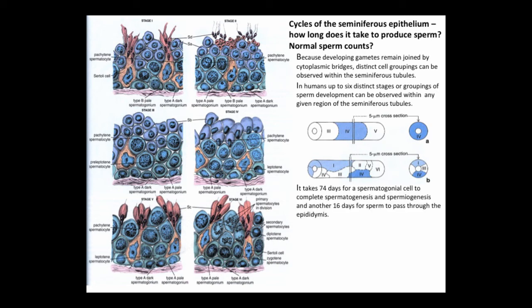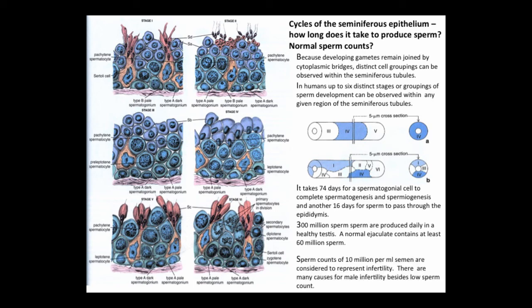Now, it takes 74 days for a spermatogonial cell to complete spermatogenesis and spermiogenesis. It takes about another 16 days for sperm to pass through the epididymis. There are 300 million sperm produced daily in a healthy testis. A normal ejaculate contains perhaps 60 million sperm, and a sperm count of 10 million per milliliter of semen would represent just the barest minimal level of fertility. If you have 10 million or less, the male is usually considered infertile. The sperm count is usually considered too low.